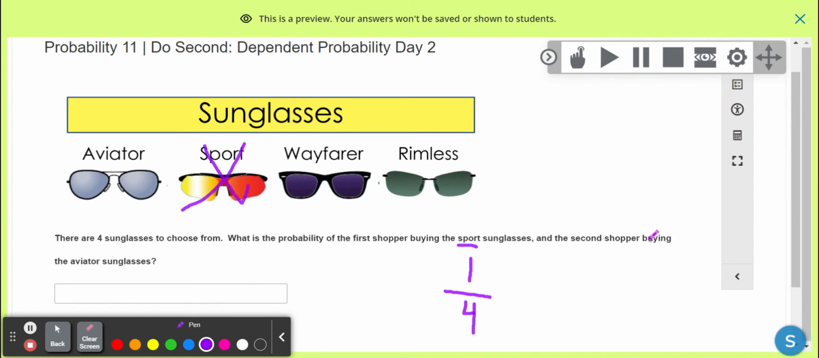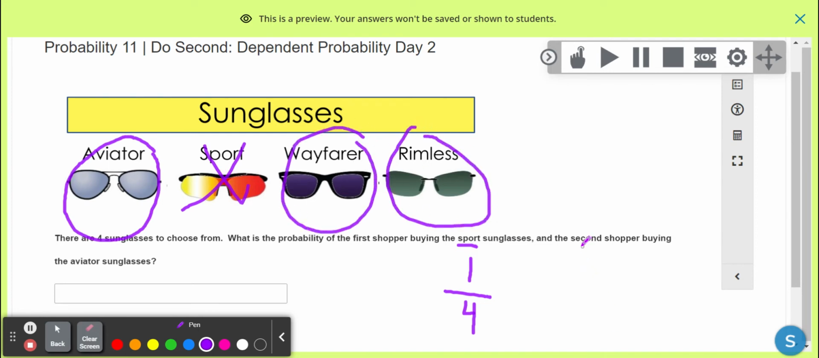So now the next person comes by. What is the probability they get the aviator sunglasses? Well, the aviators is 1 out of the 3 remaining sunglasses. So 1/3 for the aviators. And we're going to multiply those together. 1 times 1 is 1. 4 times 3 is 12. So the answer is 1/12.